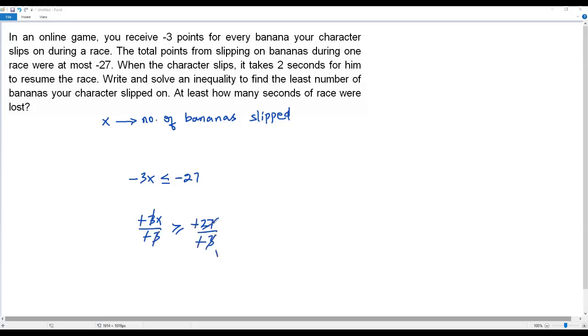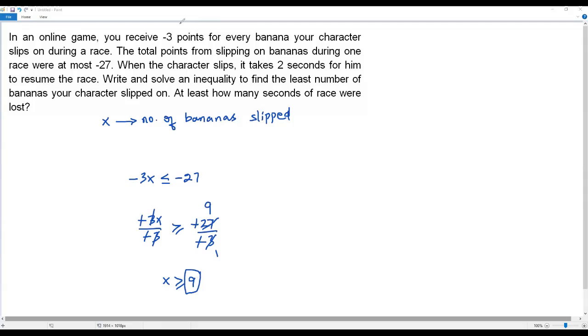3 goes into 3 one time. 3 goes into 27 nine times. So x is greater than or equal to 9. So the minimum value of x is 9, or x can be greater, and also x will take only integers because x represents the number of bananas slipped. The number of bananas cannot be a decimal. So since x represents a number of bananas, and the minimum value of x is 9, the least number of bananas our character slipped is 9. So we have answered the first question. The answer for the first question is 9.